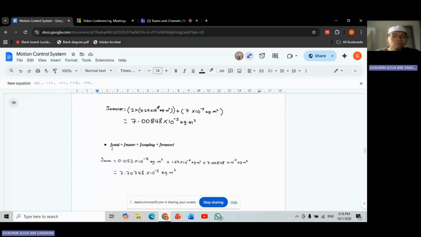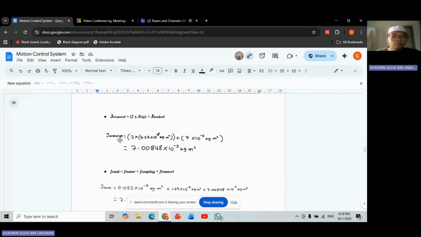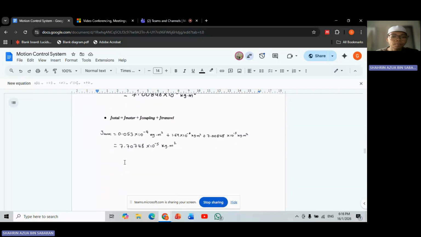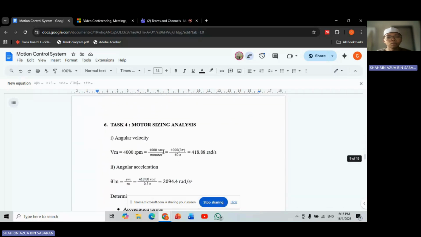So we can already find the J total because we already have the values of J trans reference, J coupling, and J motor. Just total them, and we get the value of J total as 7.70748 multiplied by 10 to the power of negative 5 kg m².